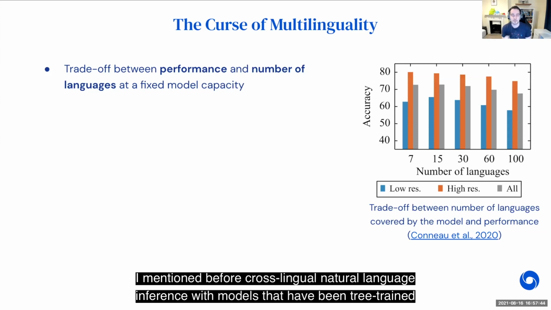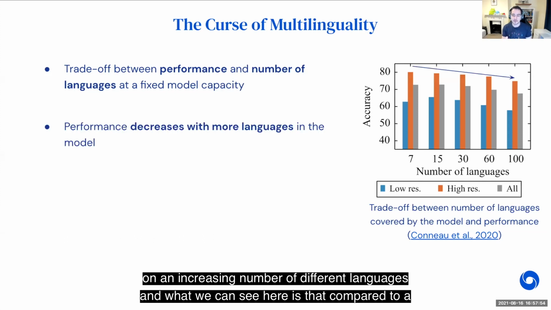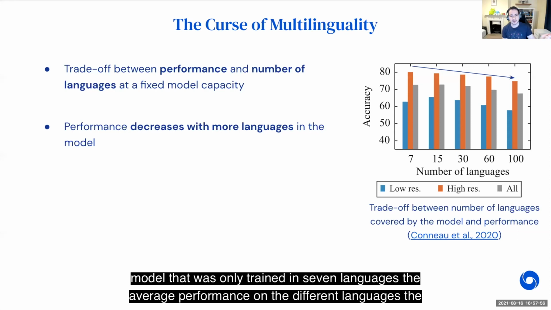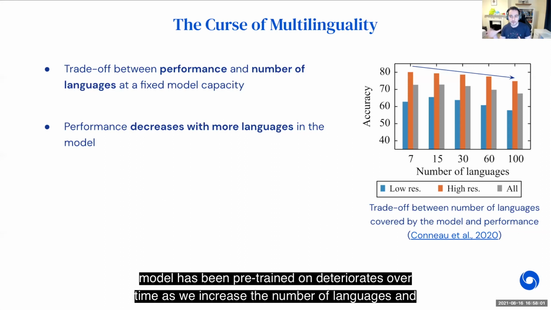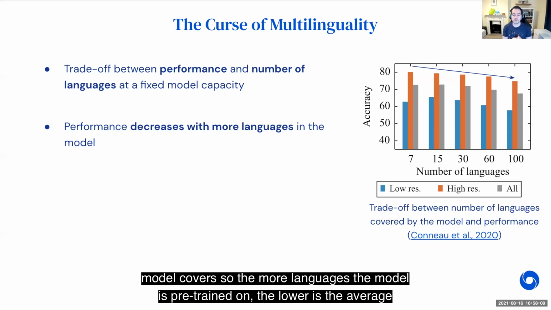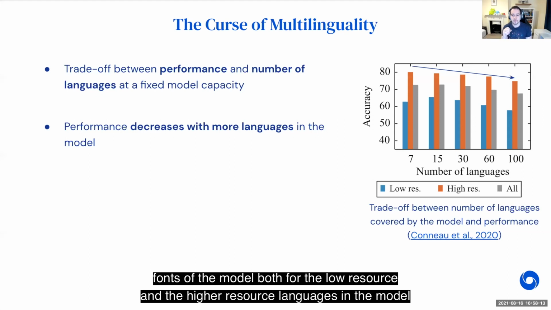these datasets I mentioned before, cross-lingual natural language inference, with models that have been pre-trained on an increasing number of different languages. What we can see here is that compared to a model that was only trained on 7 languages, the average performance on the different languages the model has been pre-trained on deteriorates as we increase the number of languages the model covers. So the more languages the model is pre-trained on, the lower the average performance of the model, both for the lower resourced and the higher resourced languages in the model.